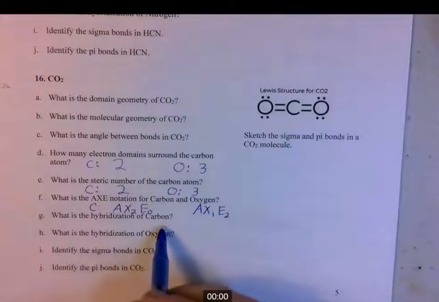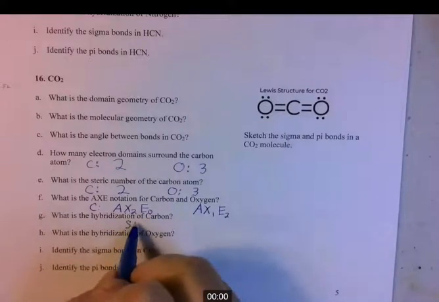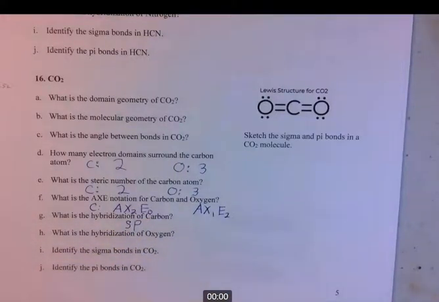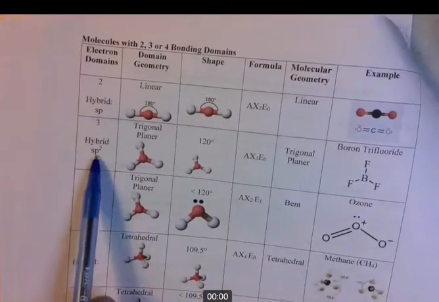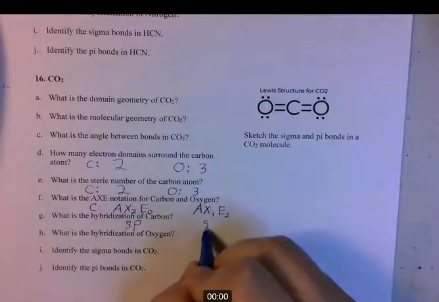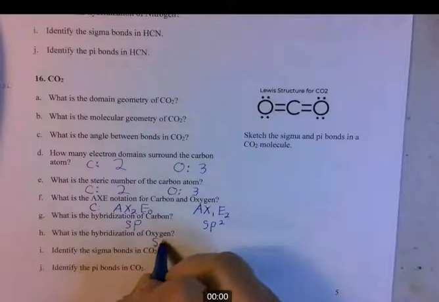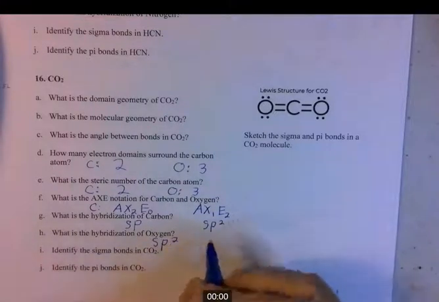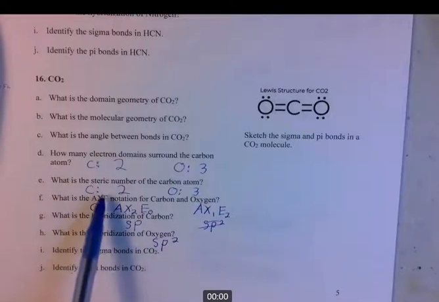What is the hybridization of carbon? Well, since it's AX2E0, it's sp. What is the hybridization of oxygen? Since it's trigonal planar, it's going to be sp2. Put that down here. Okay, all right. Now we're going to draw this thing. And let's go ahead and finish answering the questions.